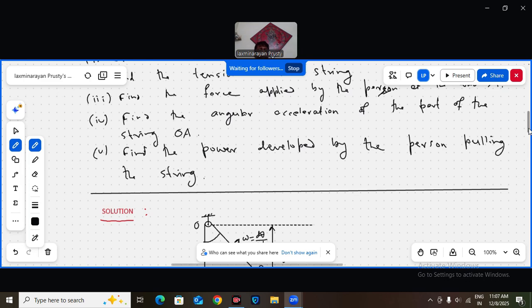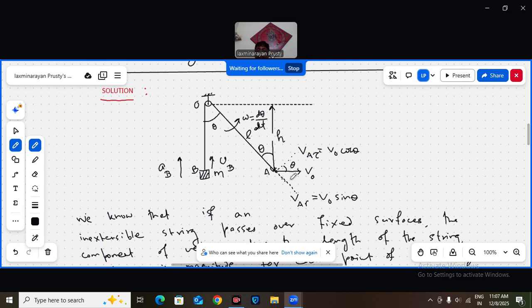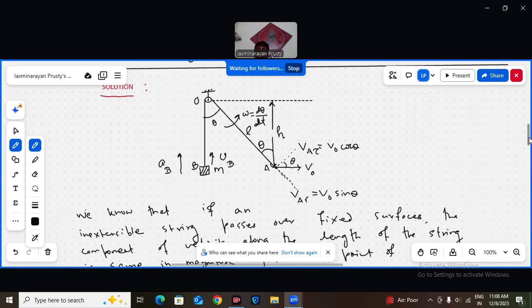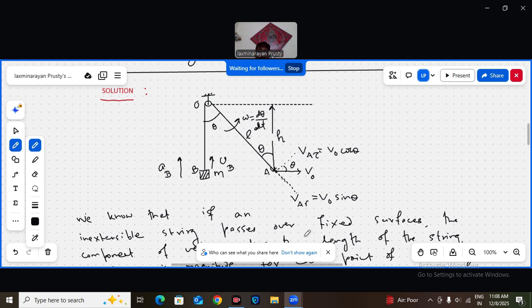First point is how to find the velocity and acceleration of the block. It is an inextensible string, as you know. If an inextensible string passes over fixed surfaces, all the surfaces on which it is passing should be fixed with the reference frame, meaning with respect to ground, they should be fixed. It is passing over a pulley which is fixed with respect to ground.